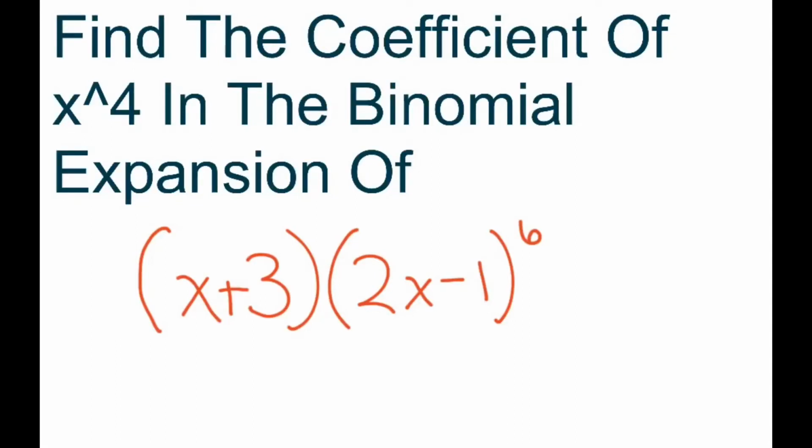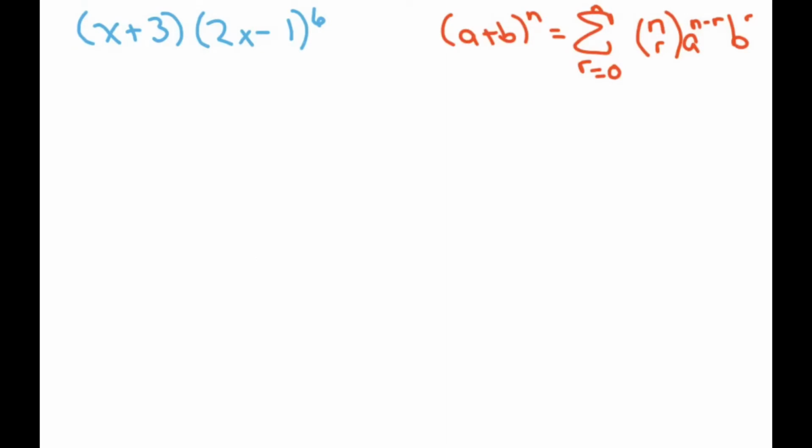Hi everybody, we're going to find the coefficient of x to the fourth in the binomial expansion of (x plus 3) times (2x minus 1) to the sixth power. So we're going to get started, and we're going to use our binomial expansion formula. I use r, some use j or k, and we're mainly going to concentrate on this part of it.